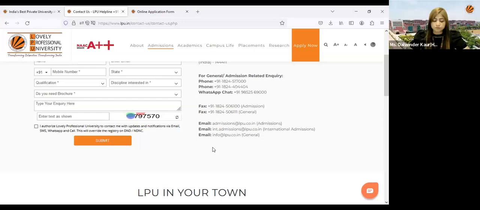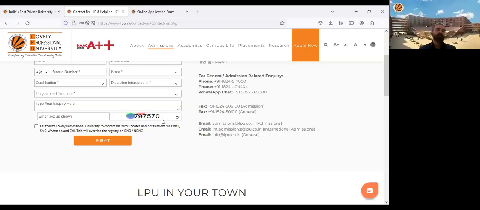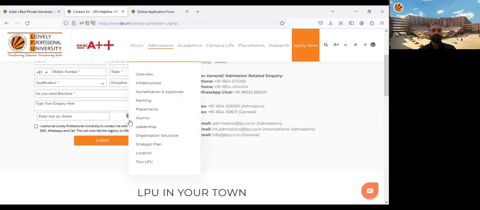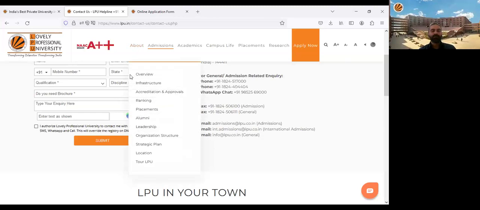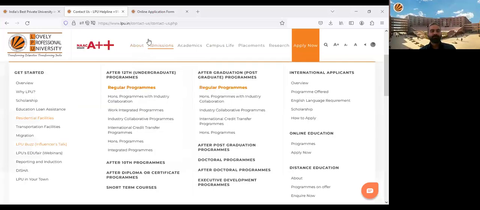Someone is asking here, do you provide residential facilities? Yes, ma'am, we have a residential facility. If anyone wants to check it out, go to our website, then go to Admissions, and there we have the residential facility.